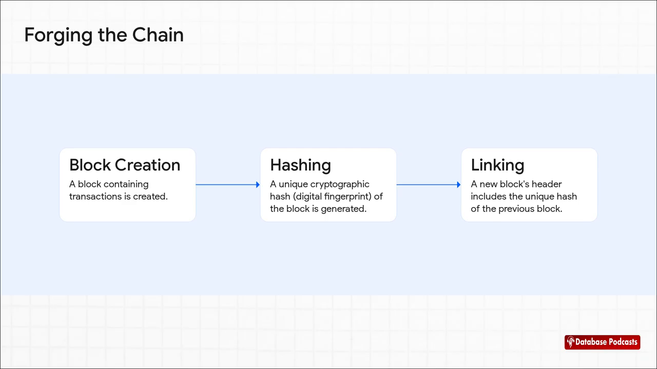So a new block of transactions gets created. Then, a unique digital fingerprint for that entire block, that's a cryptographic hash, is generated. The next block that comes along grabs that hash and puts it right inside its own header. And boom, you have a secure link. Each block is now pointing directly to the one that came right before it.